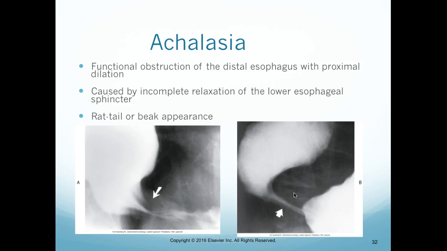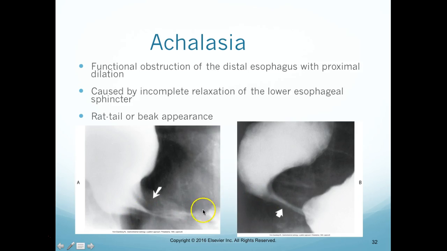All right, achalasia. You can have achalasia in your esophagus or in your colon, basically anywhere, though it's very common in the esophagus and the colon. It's a functional obstruction of the distal esophagus with proximal dilatation. What happens is the sphincter does not relax, so it gives a rat tail or bird beak appearance.